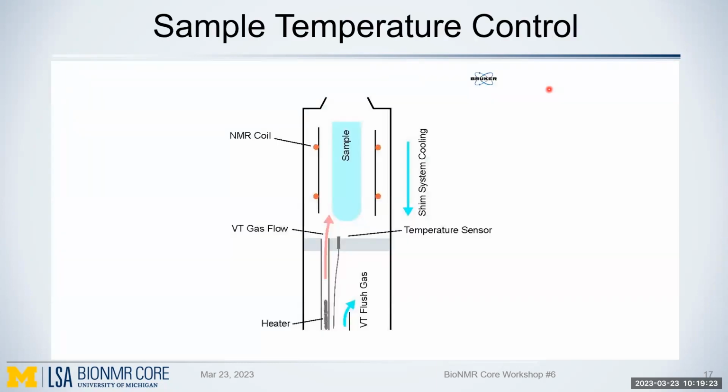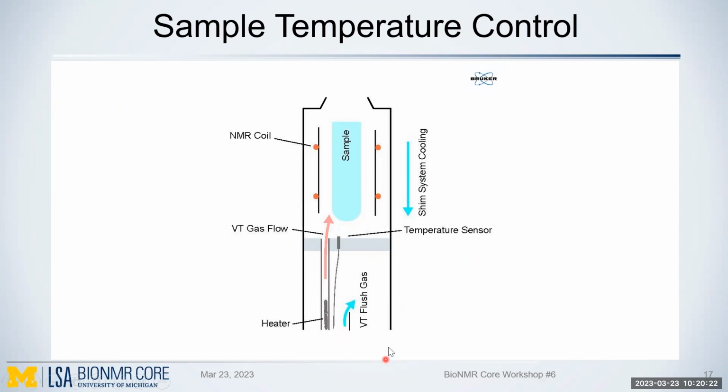First, let's take a look at how the sample temperature is controlled inside the NMR probe. Your sample sits inside the probe, and on the outside of your sample is the NMR coil that detects your signal. Below the sample, you can see there's a pipe. The variable temperature gas flows through this pipe and then flows through your sample from the bottom to the top, and leaves at the top of the probe. So your sample gets heated or cooled by this VT gas flow. At the bottom of your sample, there's also a temperature sensor that detects the temperature of the VT gas. Inside the pipe, there's a heater that heats the variable temperature gas, and there's also an external chiller that provides the cooling gas to cool your sample.